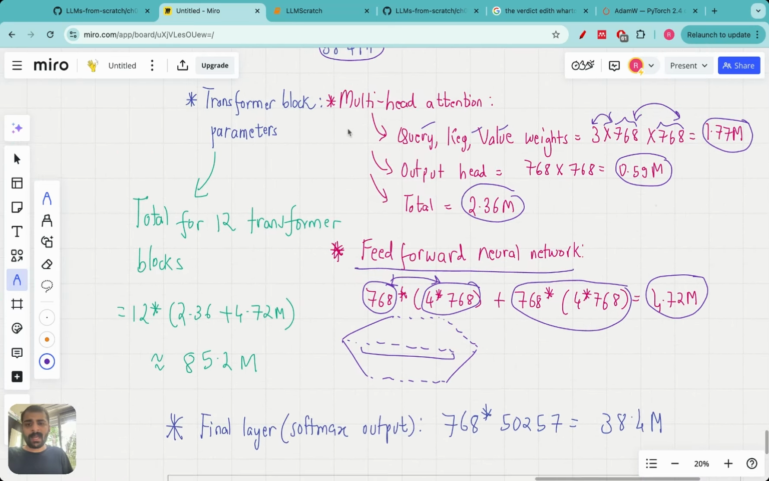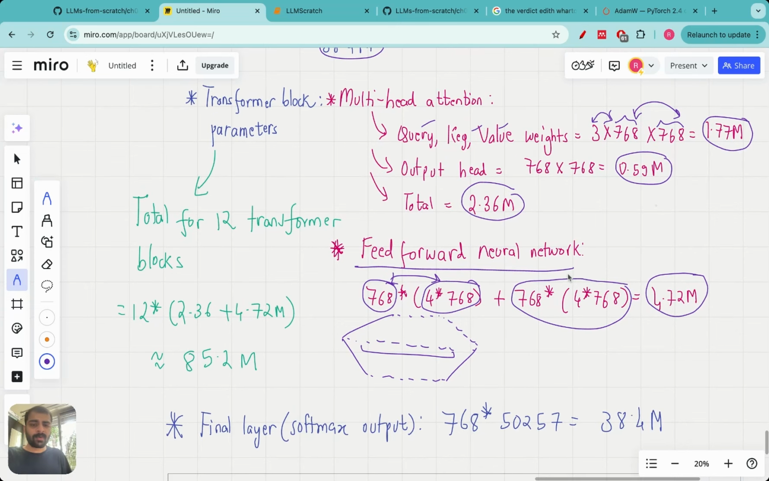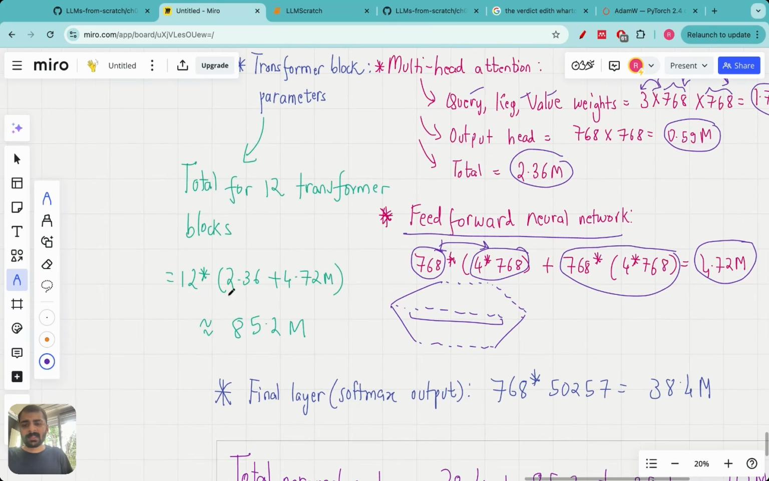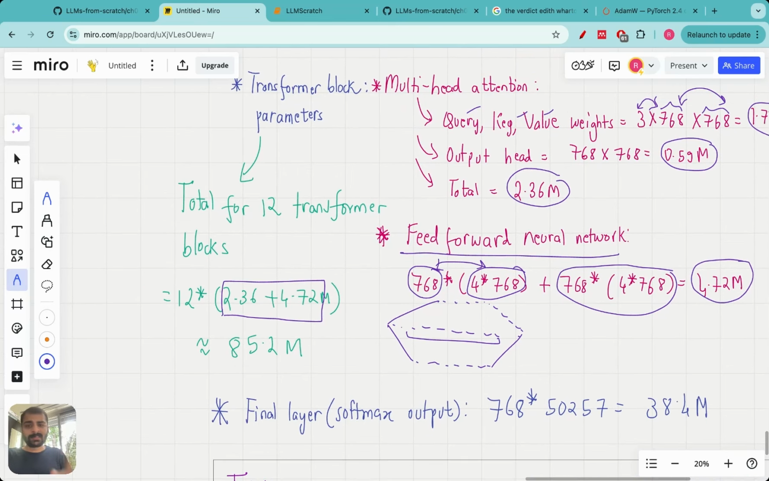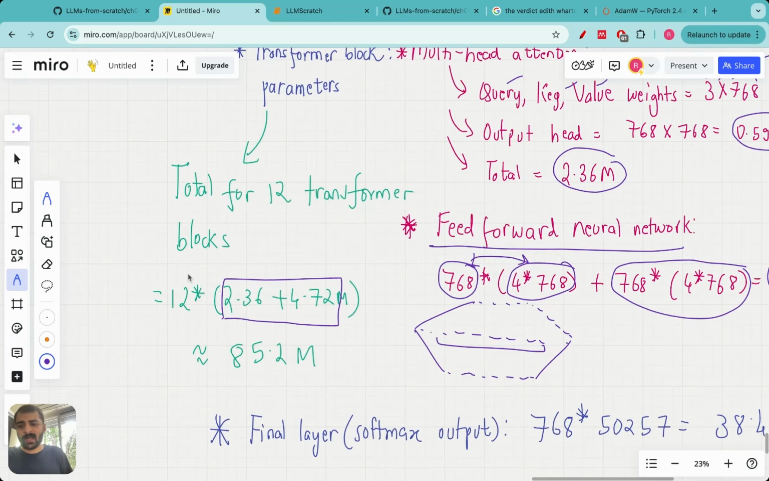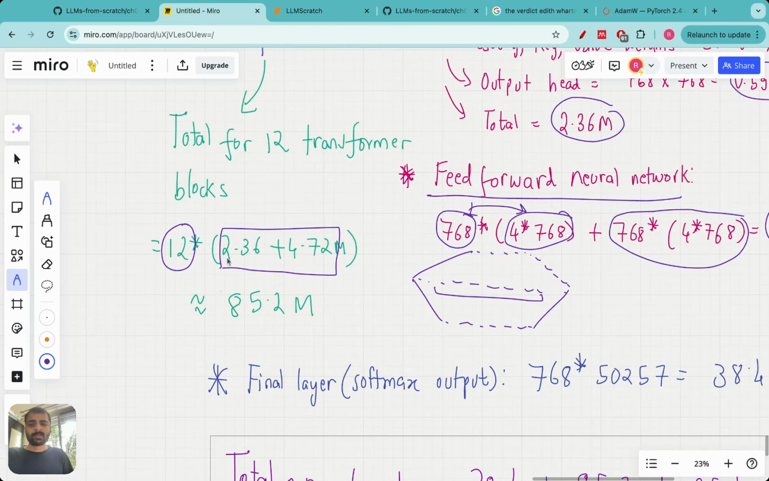Now, if you add up the parameters in the multi-head attention and the feed-forward neural network, it comes out to be 2.36 plus 4.72 million. These are the number of parameters in one transformer block, and we have 12 transformer blocks. So the total number of parameters coming from the transformer blocks themselves is 85.2 million parameters.